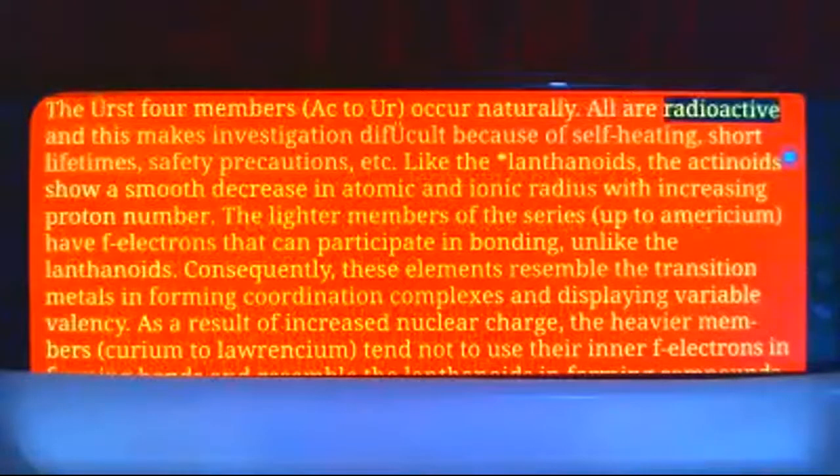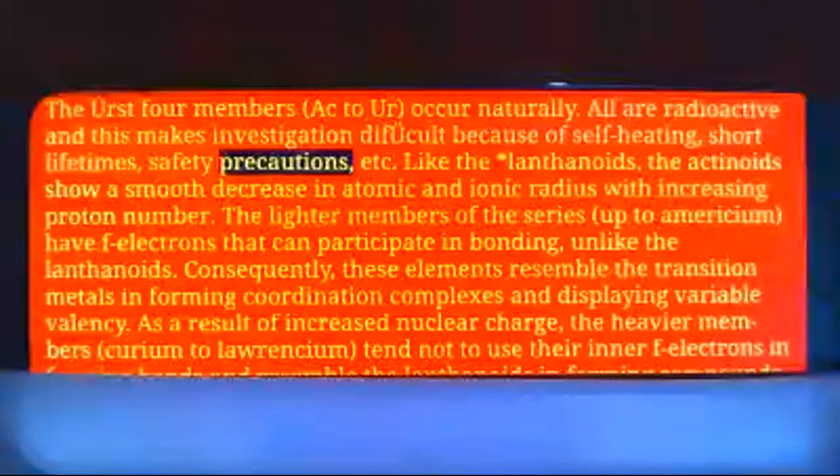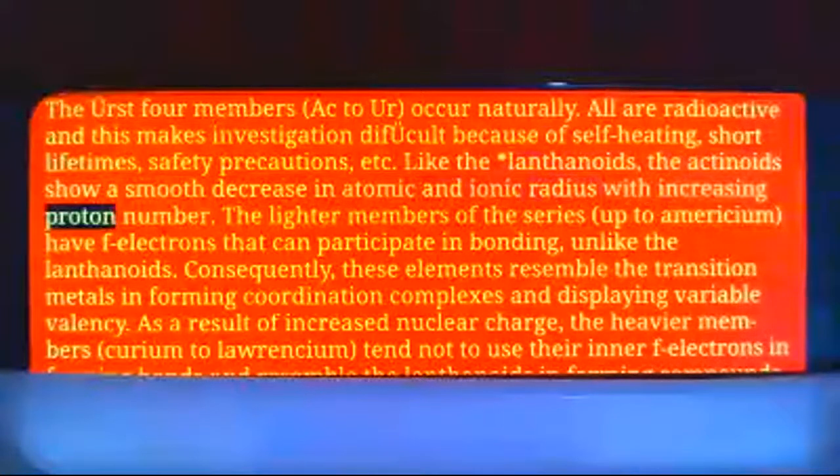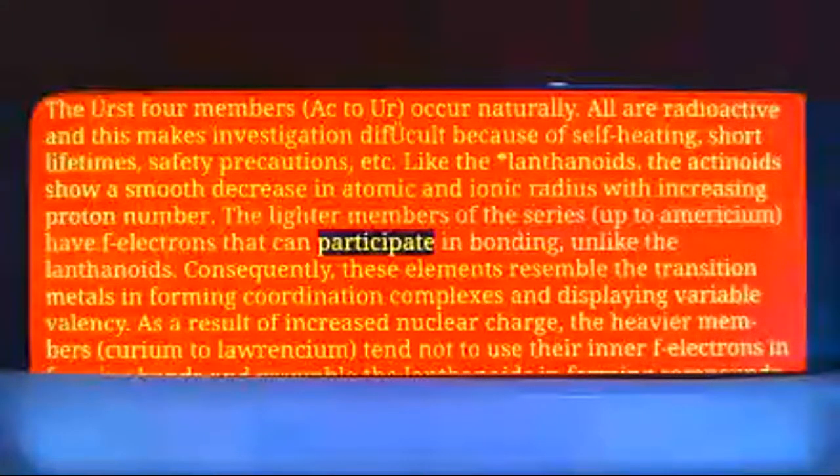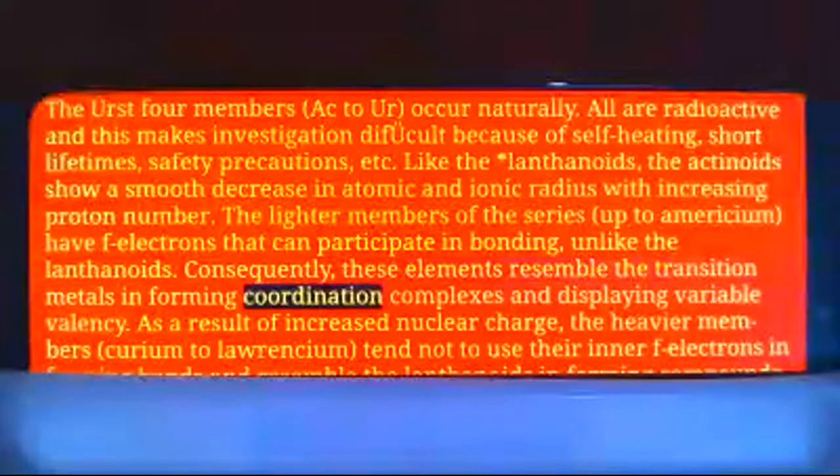All are radioactive, and this makes investigation difficult because of self-heating, short lifetimes, safety precautions, etc. Like the lanthanoids, the actinoids show a small decrease in atomic and ionic radius with increasing proton number. The lighter members of the series, up to americium, have f electrons that can participate in bonding, unlike the lanthanoids. Consequently, these elements resemble the transition metals in forming coordination complexes and displaying variable valency.